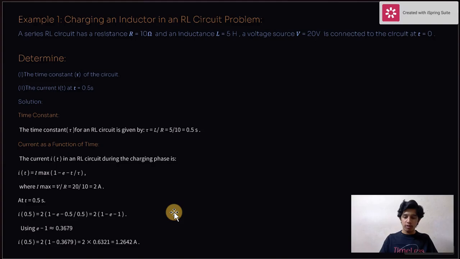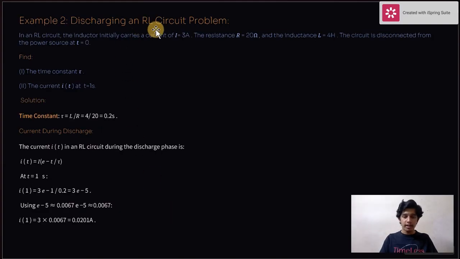Now let's move to another type of problem, which is discharging of an RL circuit. In an RL circuit, the inductor initially carries a current I equal to 3 amperes, with a resistance of 20 ohms and inductance of 4 henry. The circuit is disconnected from the power source at time t equal to 0. Here we can notice that the circuit is disconnected from the power at t equal to 0. From this we can easily identify this as a discharging of an RL circuit problem. Now we need to find the time constant tau and the current at time t equal to 1 second. Time constant. Tau is equal to L by R, which is 4 by 20, equal to 0.2 seconds.